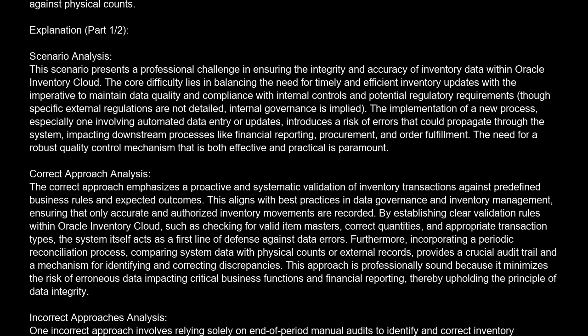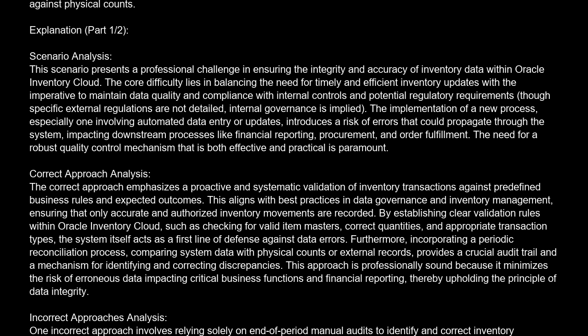The core difficulty lies in balancing the need for timely and efficient inventory updates with the imperative to maintain data quality and compliance with internal controls and potential regulatory requirements. Though specific external regulations are not detailed, internal governance is implied. The implementation of a new process, especially one involving automated data entry or updates, introduces a risk of errors that could propagate through the system, impacting downstream processes like financial reporting, procurement, and order fulfillment. The need for a robust quality control mechanism that is both effective and practical is paramount.